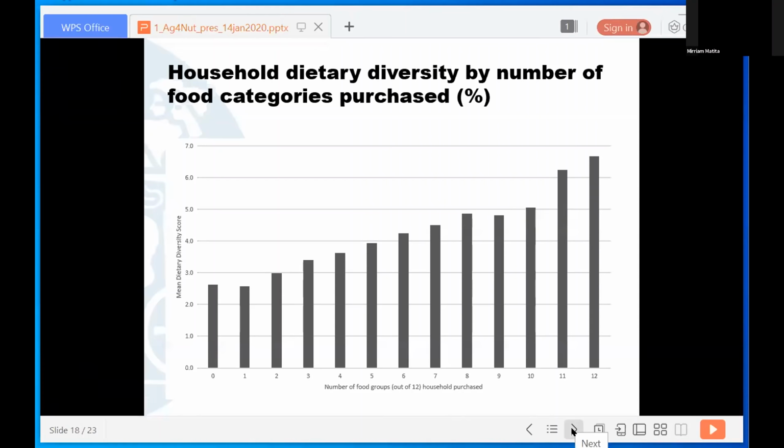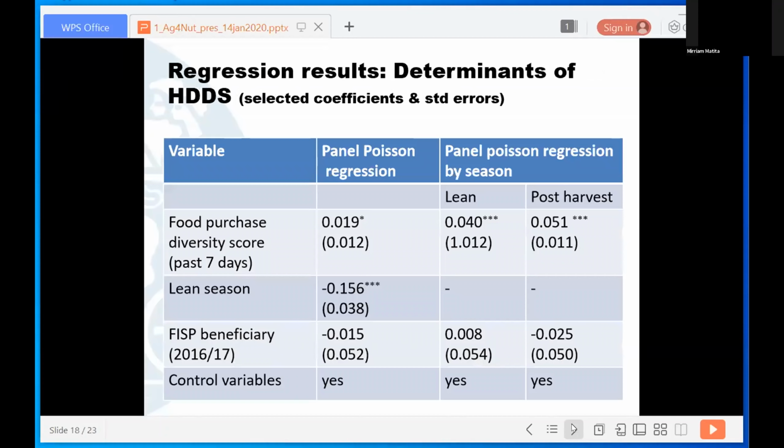We also did the regression analysis, next slide, of the determinants of household dietary diversity. We here only present selected coefficients and standard errors from the regression results that we have, but there were several regressions that we did. So overall, the findings using the panel data analysis, which is the second column there, we found that households that purchased food are likely to experience an increase in dietary diversity by 0.019 times. So they would have a higher household dietary diversity than those that did not.